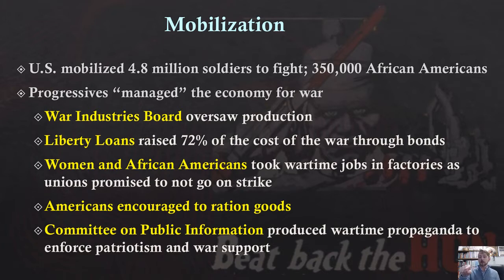You will love this war. You will love America. So the CPI released all kinds of material designed to encourage Americans to stand behind the war effort. So that is mobilization. Mobilize soldiers, mobilize production, mobilize the money, mobilize workers, mobilize the use of goods, and mobilize our propaganda machine.